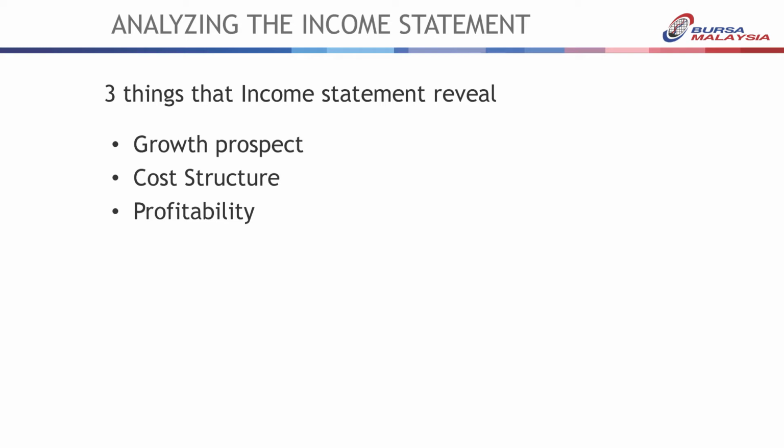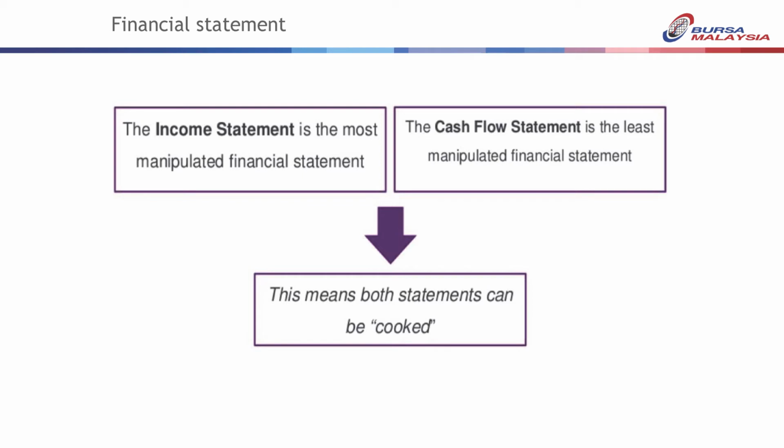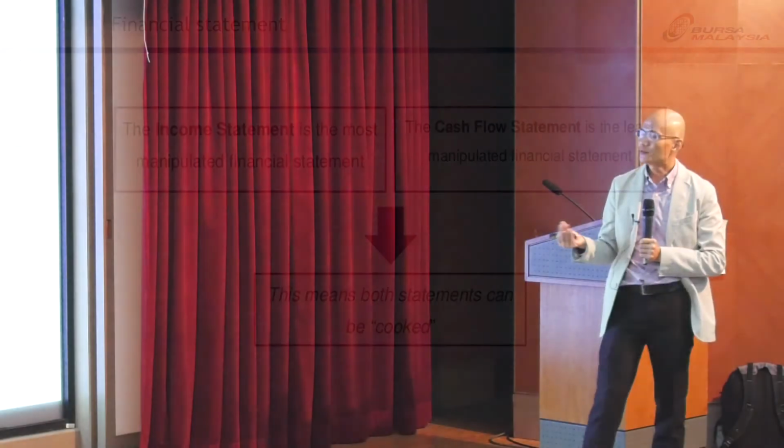profitability. All right. The income statement itself is the most manipulated financial statement among the 3. Okay. And the cash flow statement is the least manipulated financial statement. But what that means is that both can be cooked. So this is one of the things: if you know the rules, you read with an open mind.